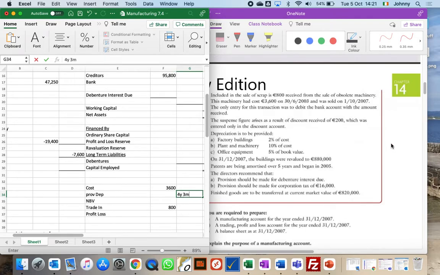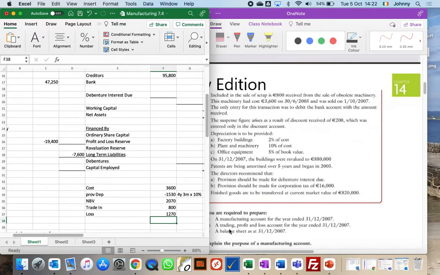Now, how much is the depreciation every year? And we see this is machinery. Plant and machinery is 10% of cost. So that'll be multiplied by 10%. So it's 3,600 times 0.1, that's 10%, and times 4.25 years. So that means that the net book value on the day I got rid of it is 2,070. I traded it in for 800, so that means I made a loss, okay, of the difference.